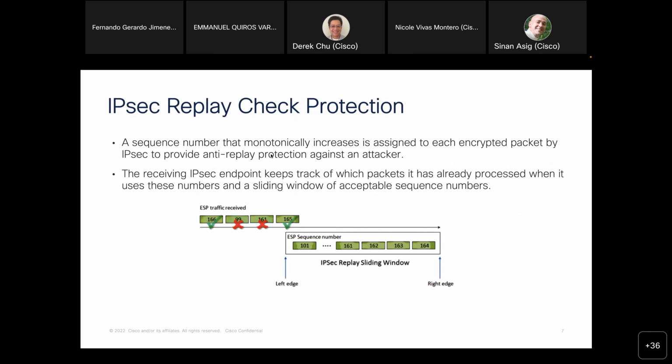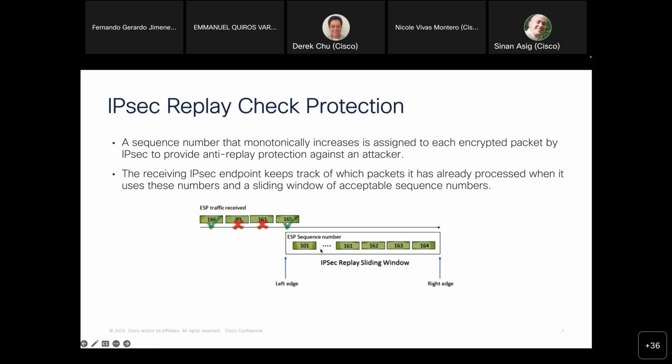The receiving IPsec endpoint keeps track of which packets it has already processed, using these numbers and a sliding window of acceptable sequence numbers. In other words, as you can see here, we are seeing ESP traffic received, meaning the packets that are traversing the VPN tunnel. Each packet has an ESP sequence number. Below you will see a window, which is called the IPsec replay sliding window.